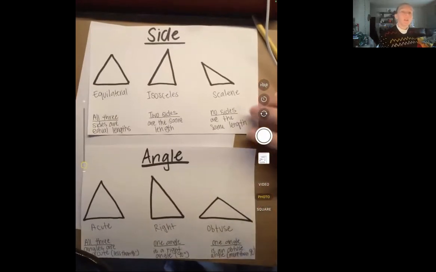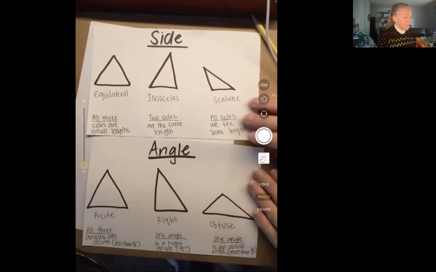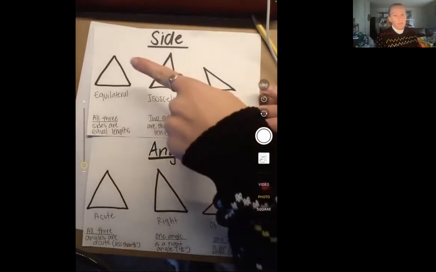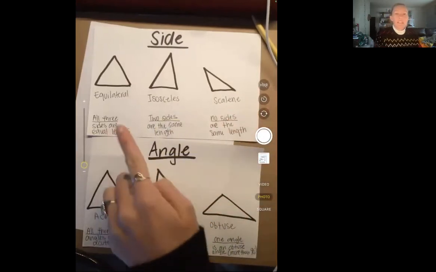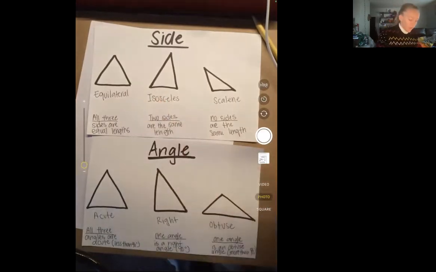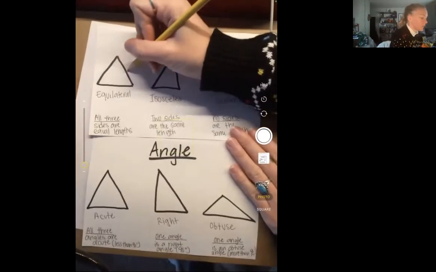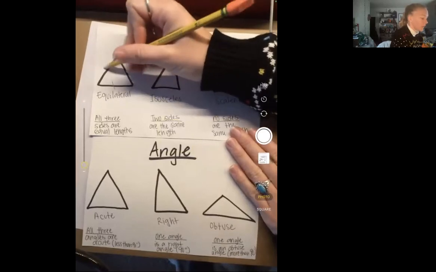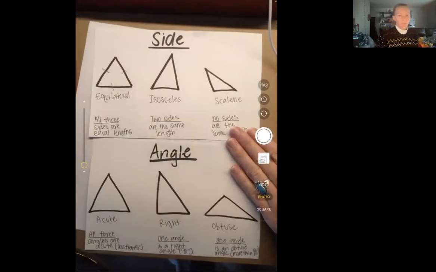So if you remember, yesterday we talked about the types of triangles based on their sides. First we have an equilateral triangle. An equilateral triangle's sides are all equal, so they're all the same length. I labeled it so they are all the same length.